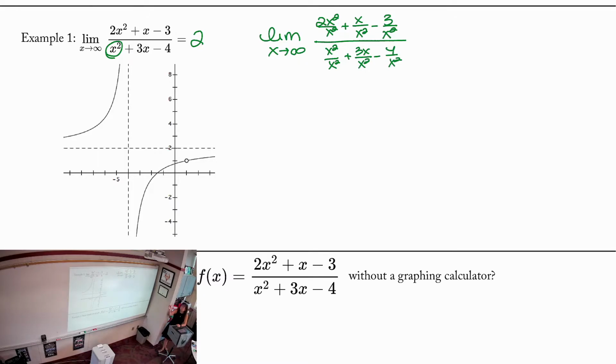So, back in the day, I believe Mrs. Roach introduced it to you by dividing everybody by the largest exponent of x in the denominator. What ends up happening is you get the limit as x approaches infinity, 2 plus 1 over x minus 3 over x squared over 1 plus 3 over x minus 4 over x squared. And then what we would say is that because x is approaching infinity, that goes to 0, that goes to 0, this goes to 0, and so does this. And so you get 2.